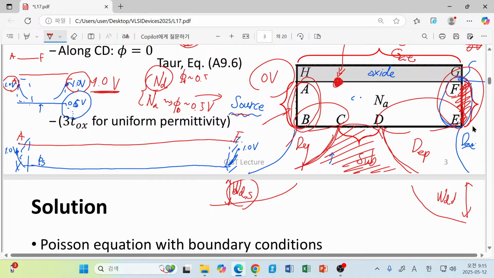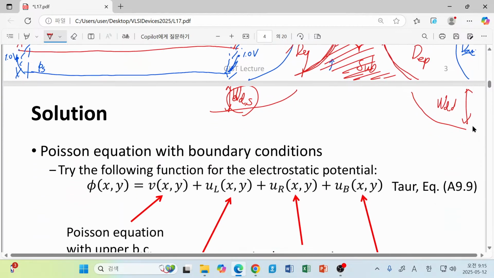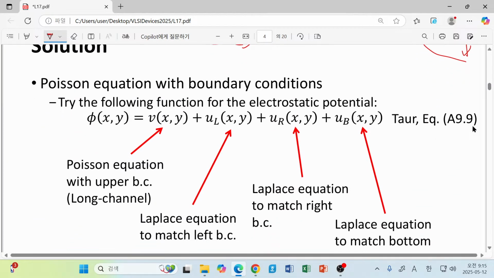So it is interpreted as a reduction of threshold voltage. Although we didn't apply any further gate voltage, now the channel becomes a little bit easier to overcome. So now we say that that is the role of our threshold voltage reduction. Okay, so now the solution procedure is quite standard and typical.